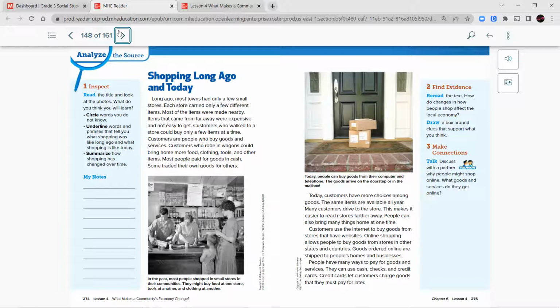So let's take a look at the photo that we have down here. The caption says, in the past, most people shopped in small stores in their communities. They might buy food at one store, tools at another, and clothing at another.